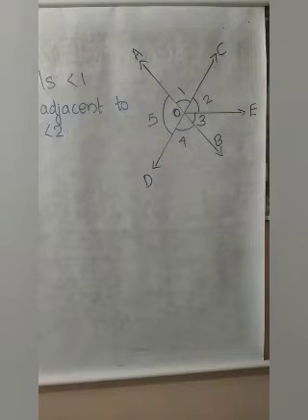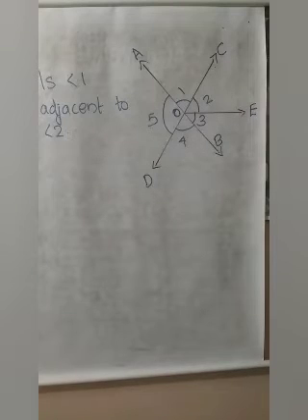So which are angle 1 and angle 2? This is angle 1 and this is angle 2. So whether they are adjacent, we can look whether they are having a common arm. Whether they are having a common arm? Yes, which is OC. So they have a common arm.